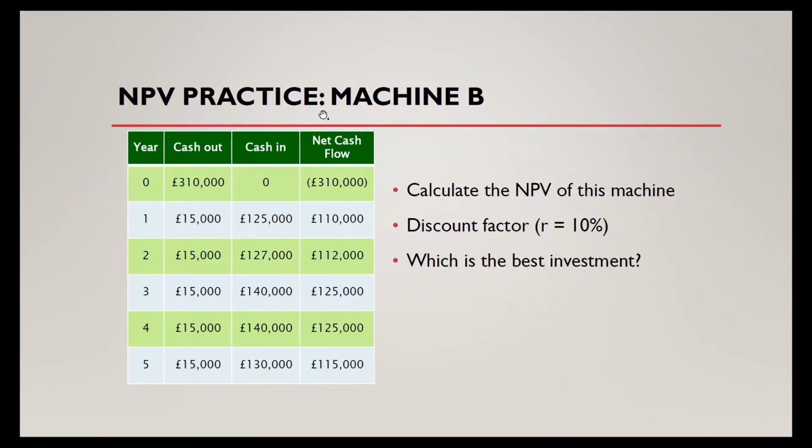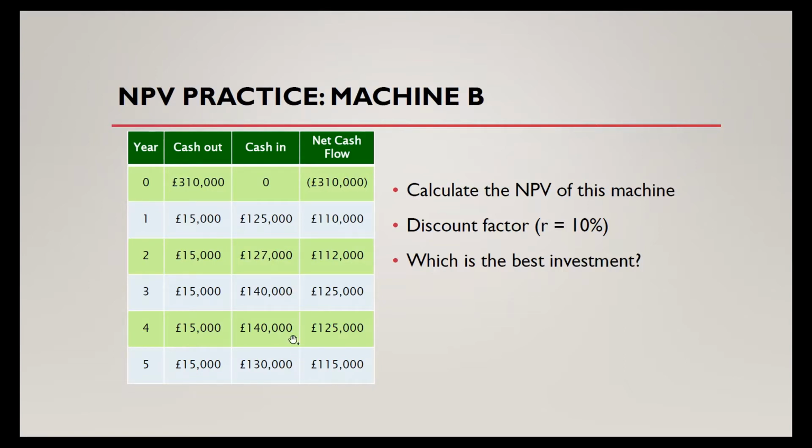Assuming for machine B, we will need to invest a balance of £310,000. And in addition to the initial investment, we also need to pay £15,000 of Facebook advertisement per year. By using this strategy, this project will help to generate a cash flow fluctuating from 125,000 to 140,000.